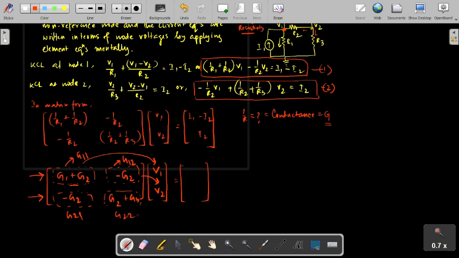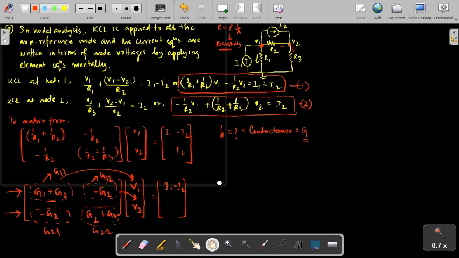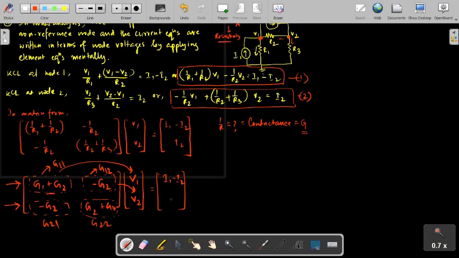Whatever conductances are directly connected to this node will be added up. R2 and R3 are connected, so that will be G2 and G3. On the right hand side there will be the sources. At node 1, the sources connected are I1 going in and I2 going out, so it will be I1 minus I2. Over here, whatever current source is connected, you have to put over here. That is true for the current sources present in the circuit.